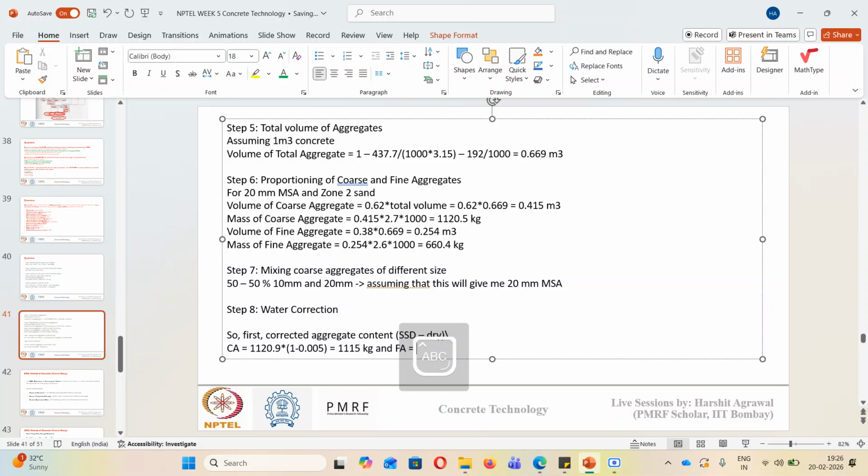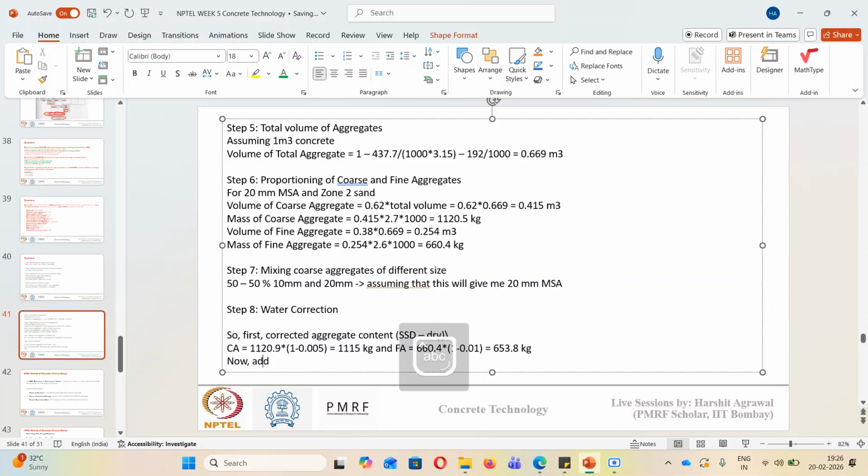And for fine aggregate, it will be the similar calculation, 660.4 SSD weight times 1 minus water content, that is 0.01. Okay, so these are the dry weight of my aggregate, and since my in situ aggregates are also dry, then this will be the actual aggregate proportion that I need to use in concrete.